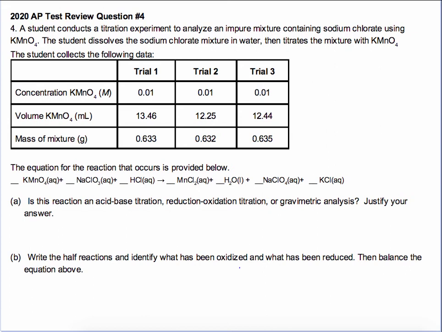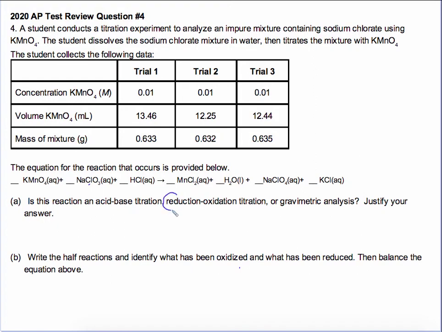Okay, this video has to do with a redox titration. If you look at this question, basically what the student is trying to do is use potassium permanganate that has a certain known molarity, and they're trying to figure out how many grams of this sodium chlorate are in a certain mixture. And so the first thing it's asking is, what type of reaction is it?